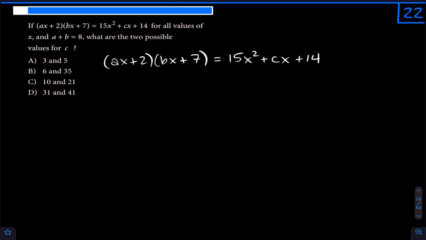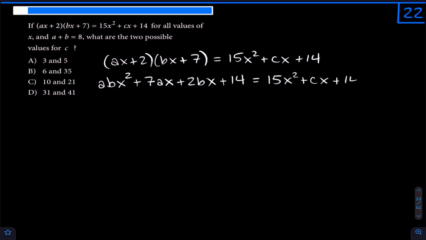So what we need to do is expand this guy. And if we do that, we multiply the ax times the bx. That gives us an a times b times x squared. Multiply the 7 by the ax next. And then the 2 times the bx. And then we can multiply the 2 by the 7 to end it off. It's equal to 14. And then we get 15x squared plus cx plus 14.